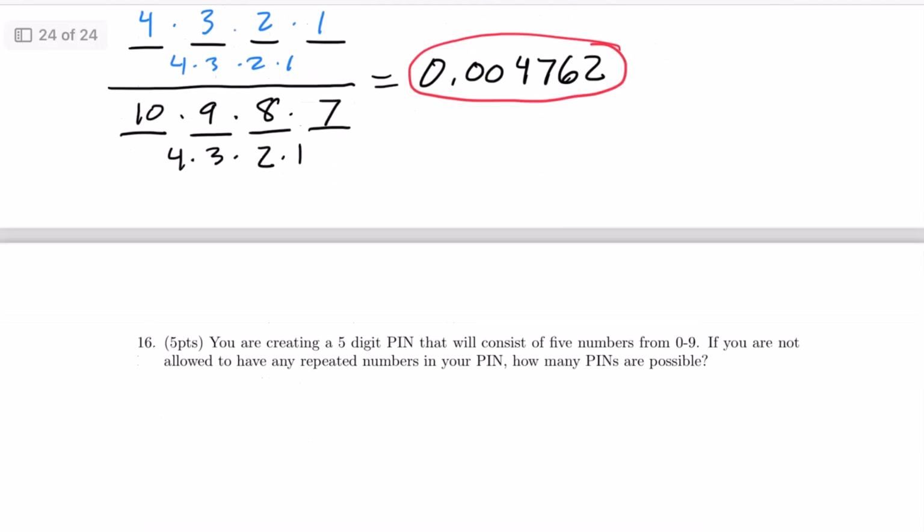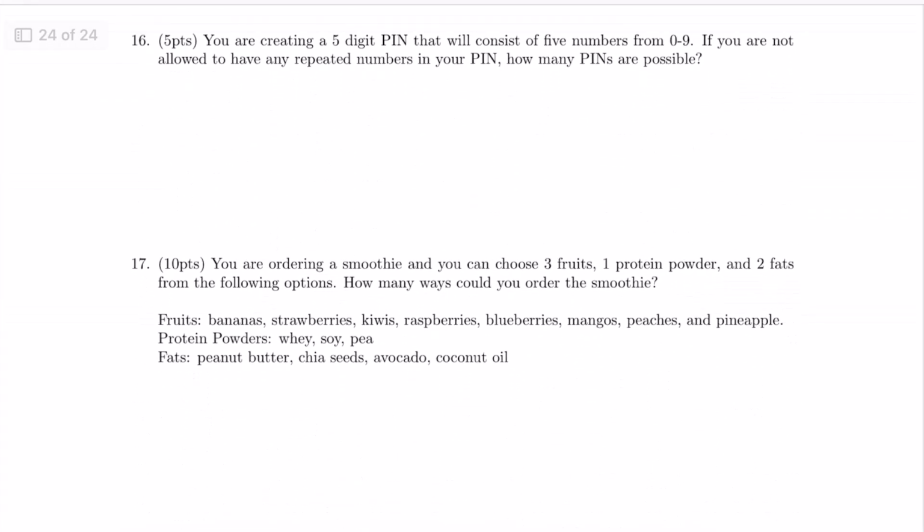Then on question 16, it says you're creating a 5-digit PIN that will consist of 5 numbers from 0 to 9. If you're not allowed to have any repeated numbers in your PIN, how many PINs are possible? So again, we're not looking for a probability. We're looking for how many of these PINs are possible. So our answer should be a whole number. So in this situation, we have 5 events because we're choosing a 5-digit PIN.